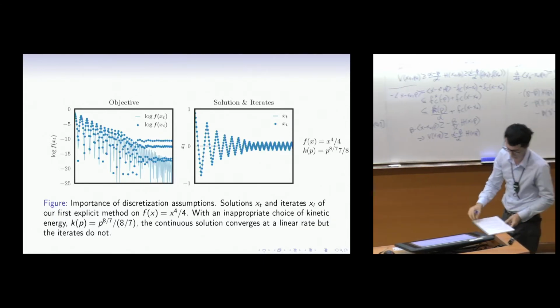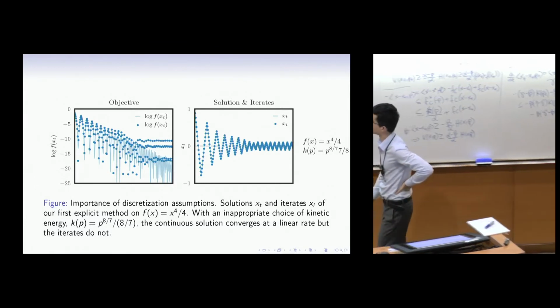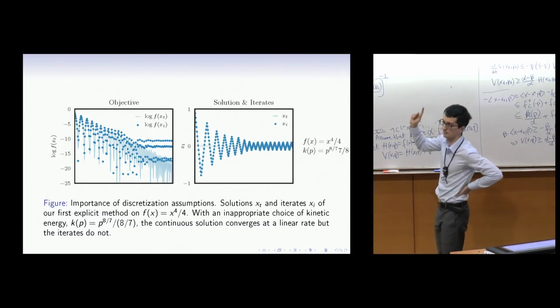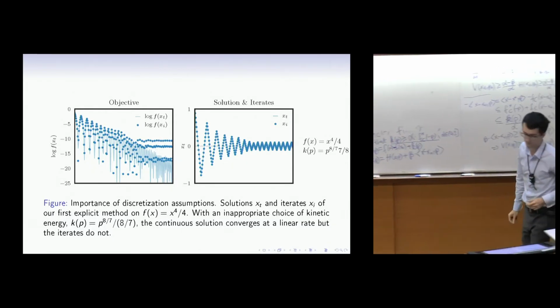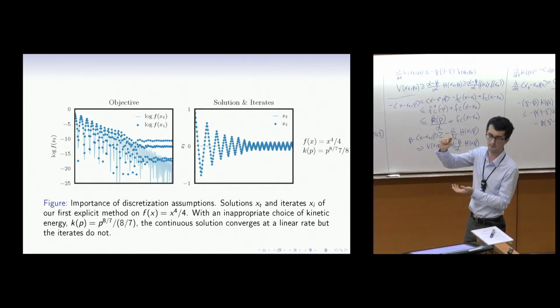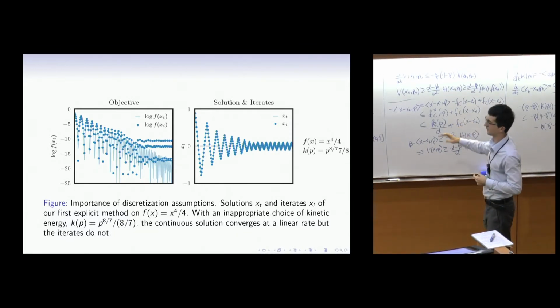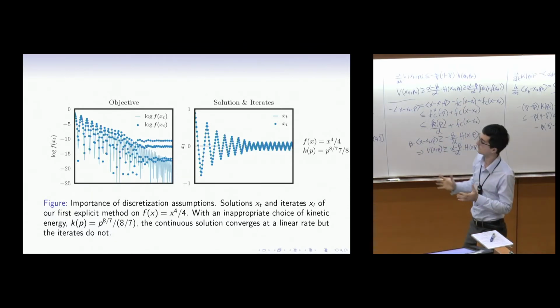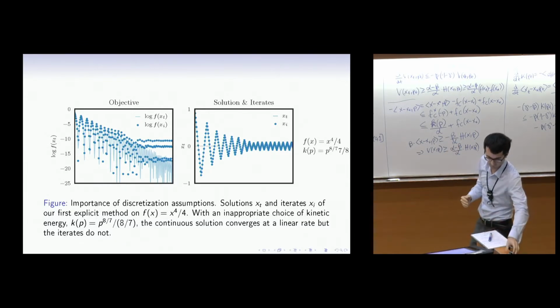An example where this arises is the case when you choose 1 over A plus 1 over B bigger than 1. In this case, what happens is that k over the convex conjugate tends to infinity at the minimum. So the conditions for the continuous time result hold, at least locally. So you would expect it to converge at a geometric rate. And that is what happens.